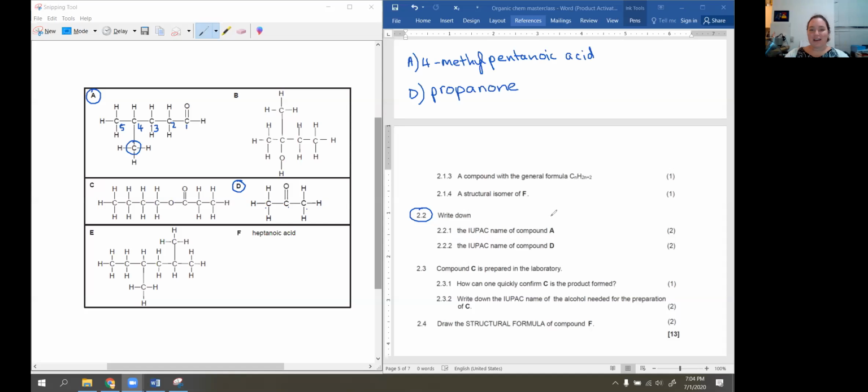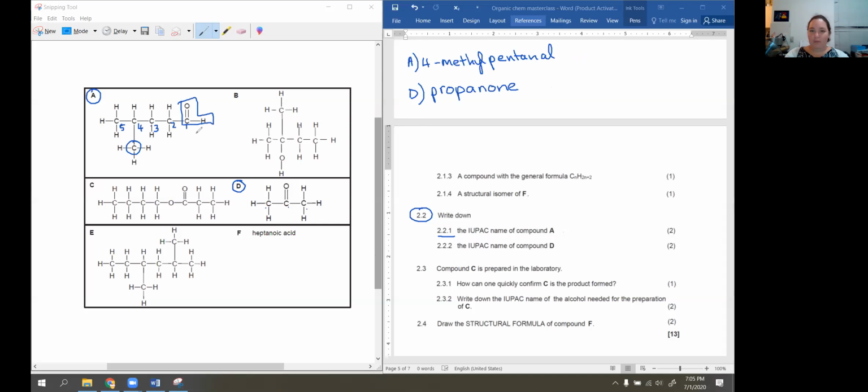Okay, so what I got for the first answer, so I actually labeled them A and D. I should have done them as 2.1. The IUPAC name of compound A, but if you look at it, ooh, I actually got it wrong. I suddenly looked at that. It's not pentanoic acid, it's pentanal. Oops, when you look harder. So it is an aldehyde.